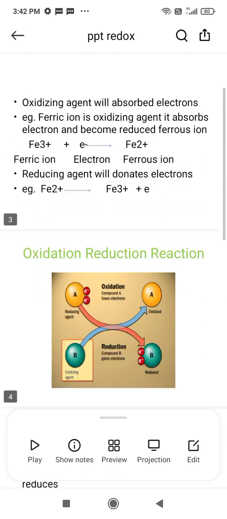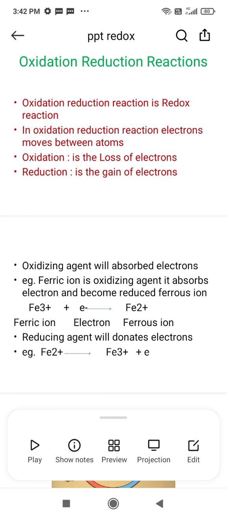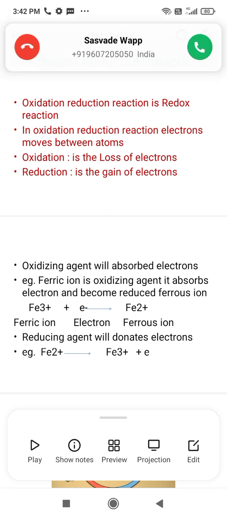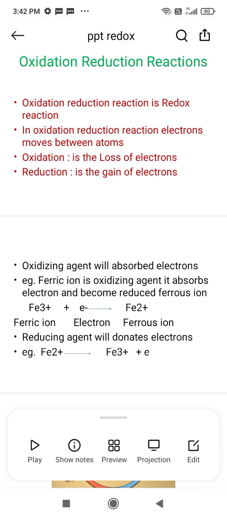The only trick is to understand that oxidation is the loss of electrons. The trick is OIL: oxidation is loss. We use this trick to remember that oxidation is the loss of electrons, and reduction is the gain of electrons, as simple as that. So this is the oxidation-reduction reaction, I hope all of you understand.